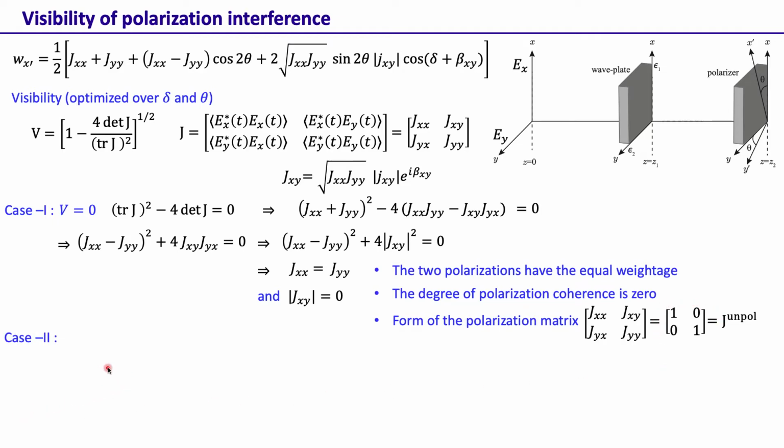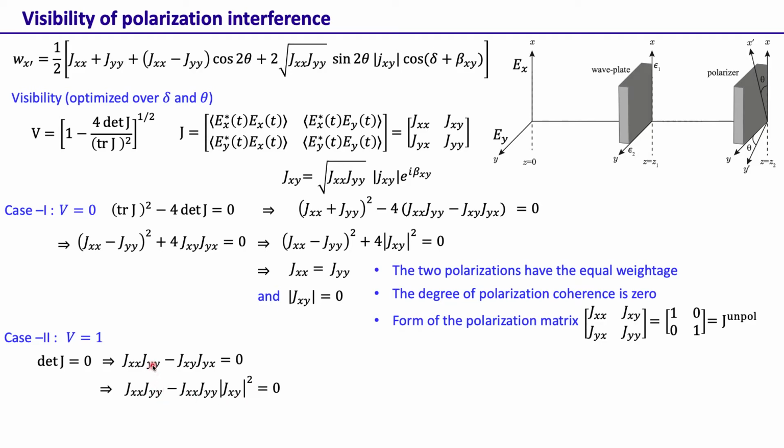Let's look at the other extreme case, where the visibility is equal to 1. If the visibility is equal to 1, then this whole thing is equal to 1, and the only way that this can be 1 is when this term is 0. This term can be 0 only when the determinant is 0. So visibility equal to 1 means the determinant of J is equal to 0, and this implies that jxx jyy minus jxy jyx, this quantity, is equal to 0.